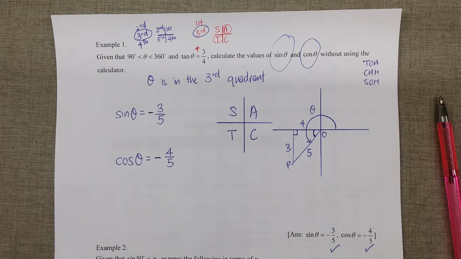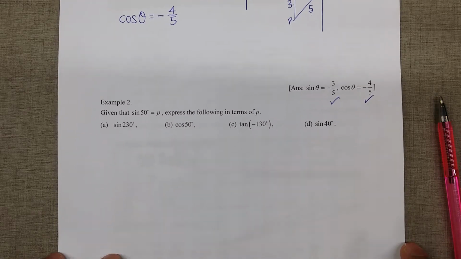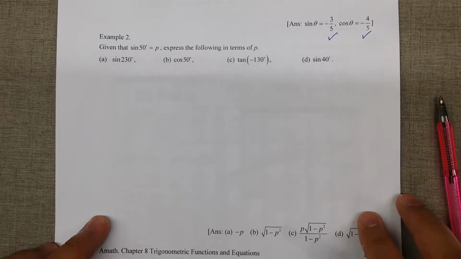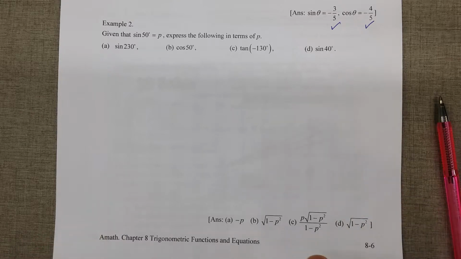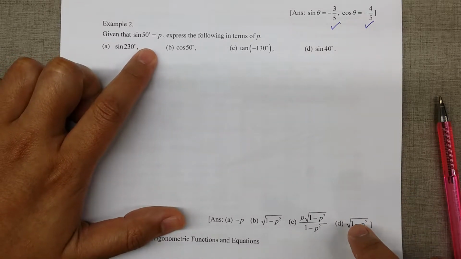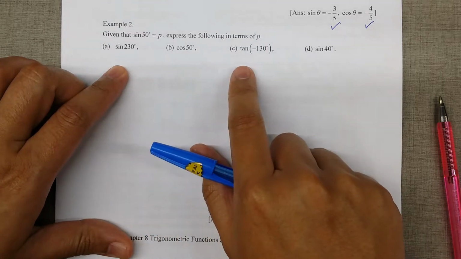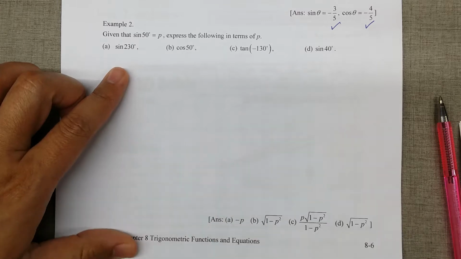Okay, let's proceed on. If you need more time, please pause the video. If not, let's proceed on. Example 2. Given that sine 50 degrees equals P, express the following in terms of P: sine 230, cosine 50, tangent negative 130, and sine 40.